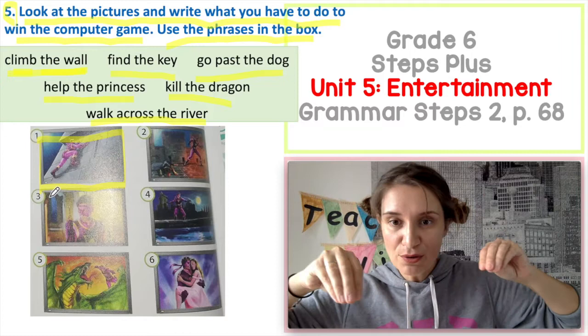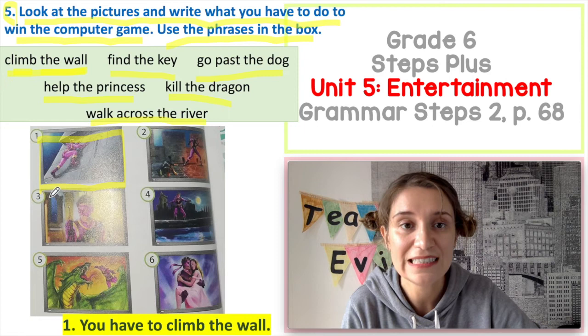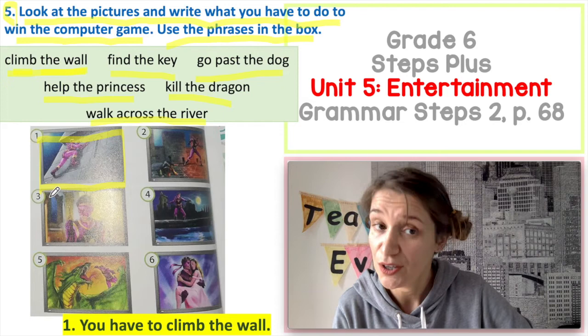Ok? So you have to climb the wall. You have to climb the wall. Ze wszystkimi po prostu dodajcie you have to. You have to find the key. You have to go past the dog. You have to help the princess. You have to kill the dragon. You have to walk across the river.